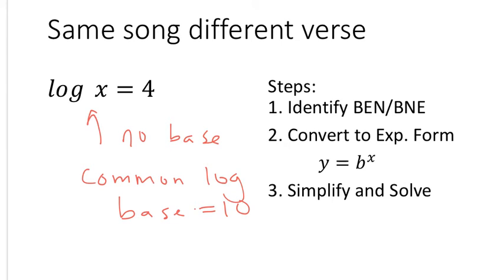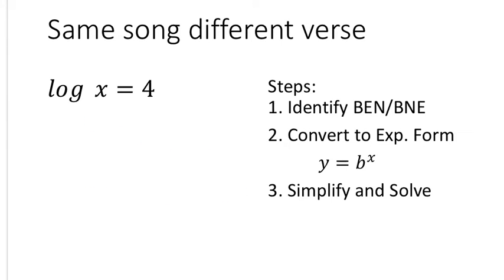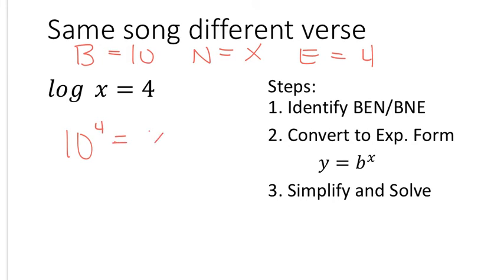So when I have log of x equals 4, that means that I have a base of 10, a number of x, and an exponent of 4. Now I can take those three pieces of information and convert to my exponential form. So 10 to the power of 4 should equal x, and that's going to give me 10,000 equals x.